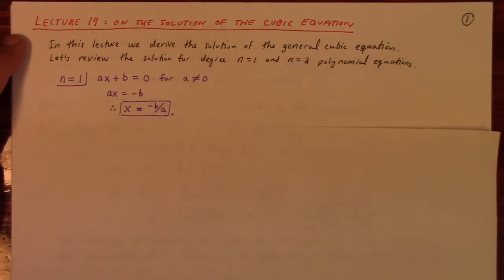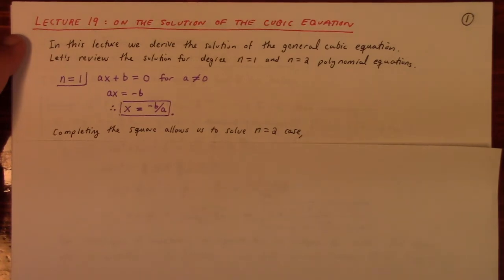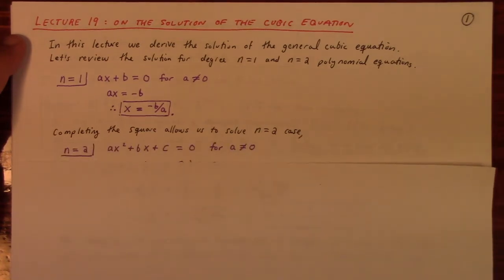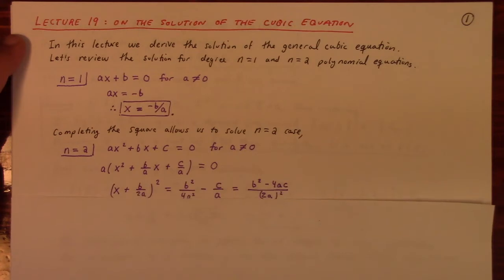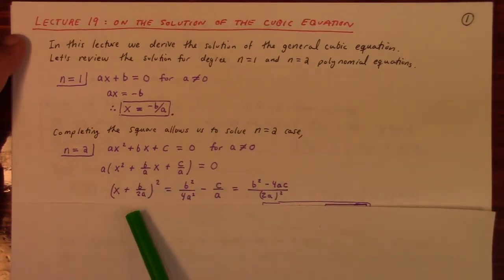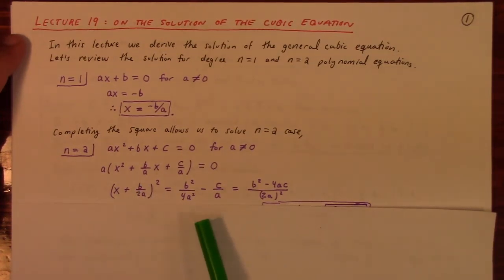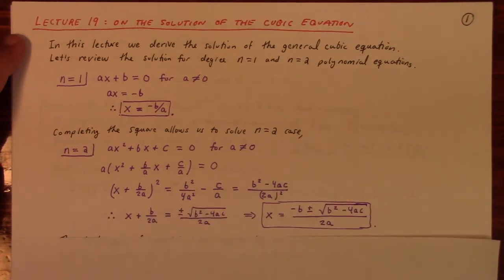Okay. N equals 2, well, that's where we do completing the square, right? So we start with ax squared plus bx plus c for a non-zero, factor out the a, right? And then complete the square. So we group all of the x terms together by putting them in a square, and that way we isolate x as a square equal to this quantity over here. And then we take the square root of both sides, and that gives us x plus b over 2a equals plus or minus the square root of all this stuff, right?